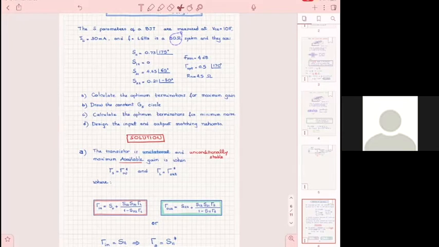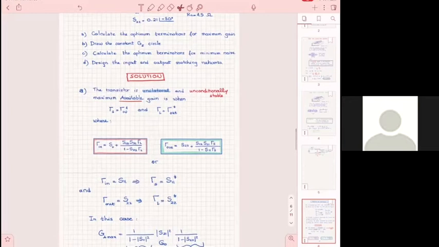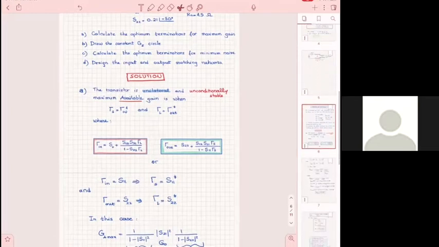Now, do you remember what happens when a transistor is unconditionally stable? When does this transistor get the maximum available gain? When these two conditions are satisfied: when gamma S is the complex conjugate of gamma in, and gamma L is the complex conjugate of gamma out. And to remind you what I mean by that, I'm going to add one page.